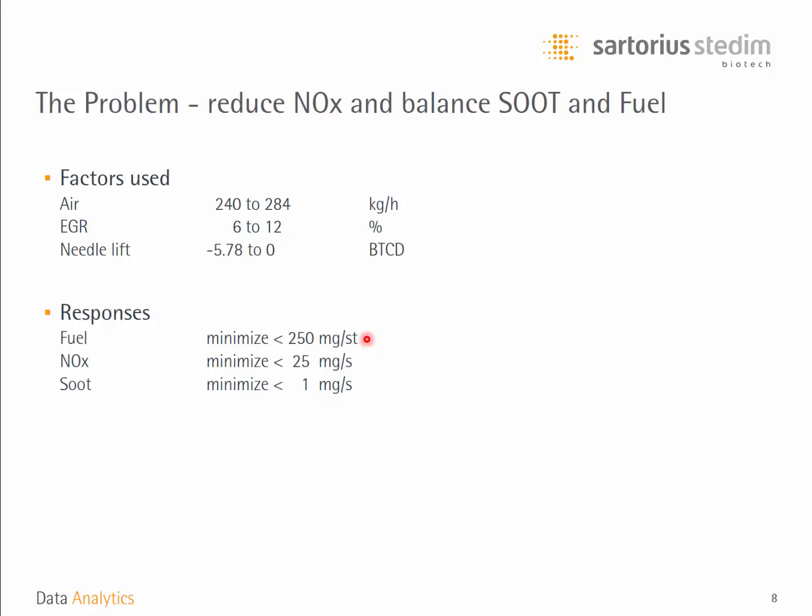The interesting thing is that there are specifications for these responses that are set mostly by legislation, and the limits here are that fuel should be below 250 milligram per stroke of the piston engine. The amount of NOx in the exhaust gases should be below 25 milligram per second, and the amount of particulate soot matter should be below 1 milligram per second.